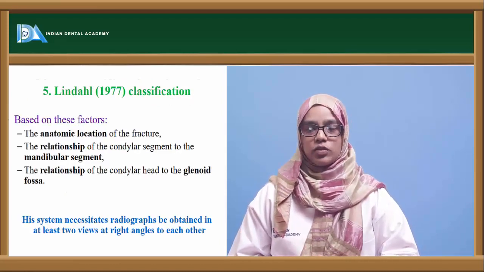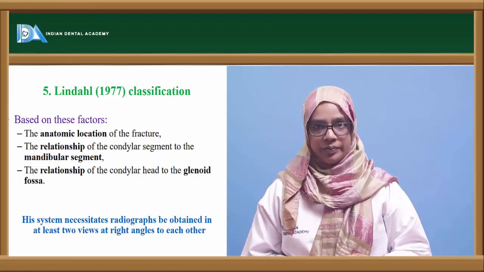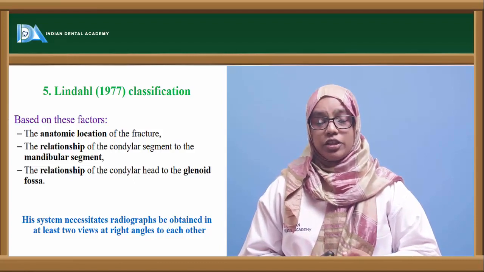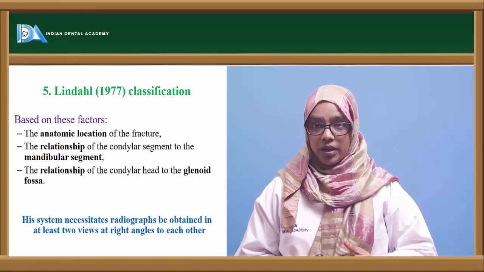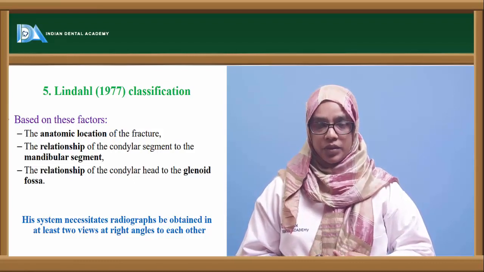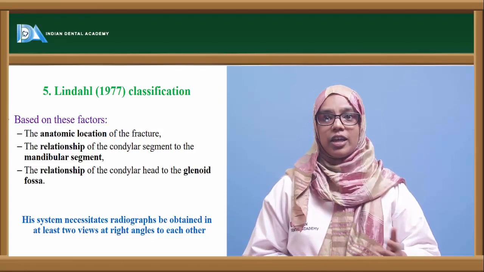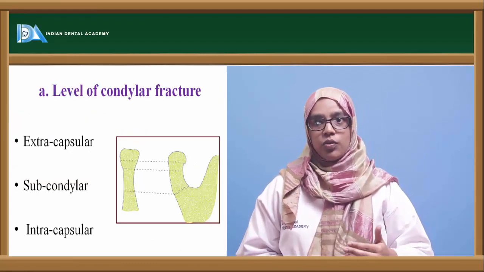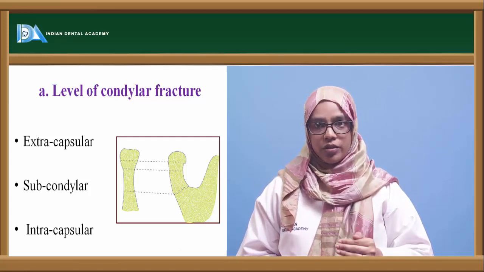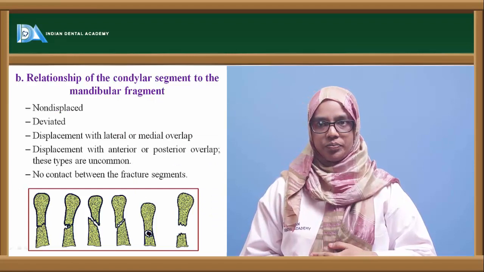Then Lindahl has also classified condylar fractures based upon three main criteria: the anatomical location of fracture, the relationship of the condylar segment with the mandible, and the relationship of the condylar segment with the glenoid fossa. But for this system, you have to take at least two radiographs at right angles to each other. The first thing is the level of condylar fracture: intracapsular fracture, subcondylar fracture, and extracapsular fracture.